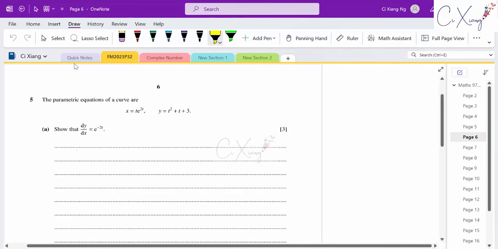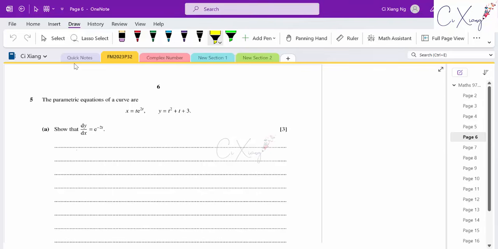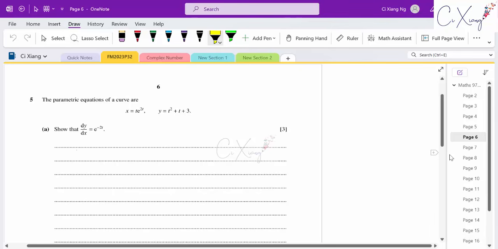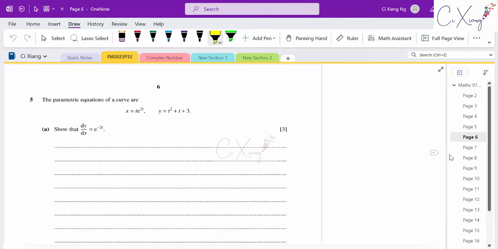We are given parametric equations of a curve as shown like this. They want us to show that dy/dx equals e^(-2t). To get dy/dx from parametric equations, basically we need to differentiate the equations separately, where I will start from x first, when I have the equation x equals t multiplied by e^(2t).